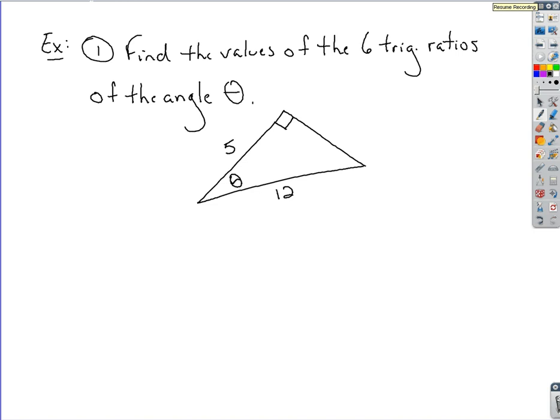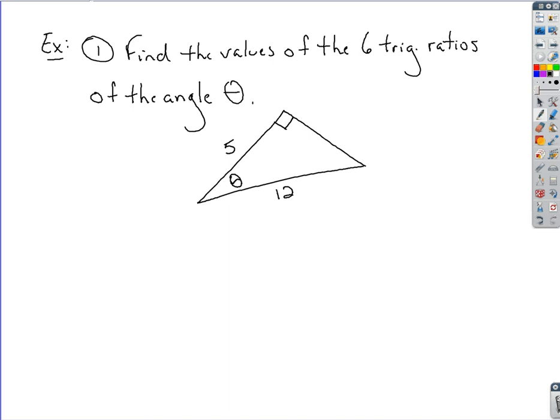Interesting observation. Yeah, here we're finding the values of the 6 trig ratios of the angle based on the given triangle. Is this other side 13? That number probably comes to mind because of what you know about Pythagorean triples. We'll review that here in a second.